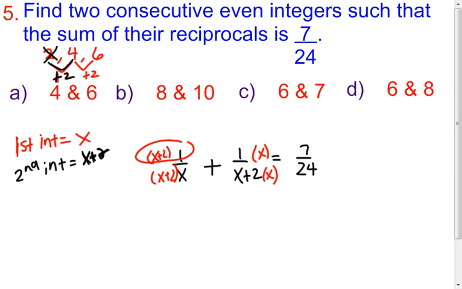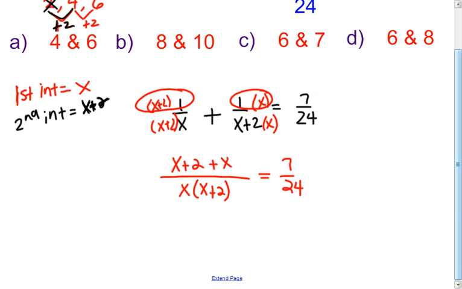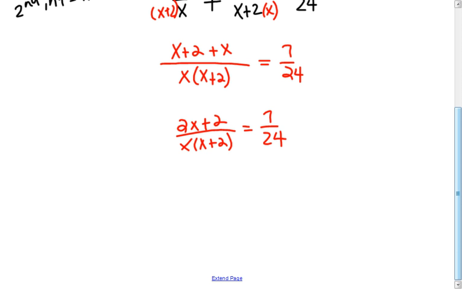All right, so right here, when I take x plus 2 times 1, I have x plus 2. Right here, when I take x times 1, I have x. And my common denominator down here is x times x plus 2. Okay. Combine your like terms. So I have 2x plus 2 on the top and x times x plus 2 on the bottom. And I'm going to simplify this because I want to cross multiply, so I'm going to make this be 2x plus 2, and on the bottom I'm going to distribute that out, and I'm going to make that be x squared plus 2x.